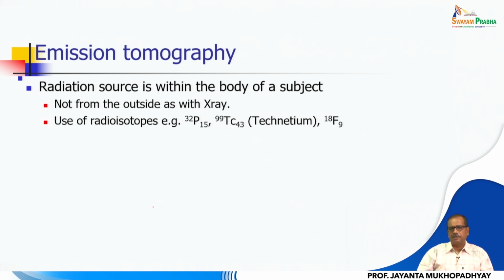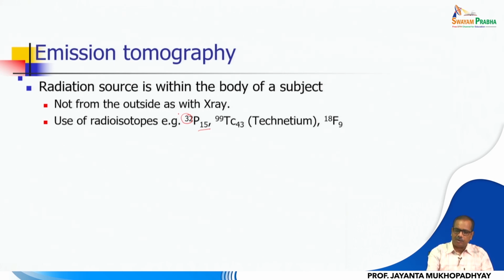Here, for example, for phosphorus, there is an isotope 32P15. You know that 15 is the atomic number, meaning this many protons are there, and 32 is the mass number, which means it has 15 protons and 17 neutrons. This is one isotope. There could be another form of phosphorus with a different mass number. But this isotope has a property, which is why it is called a radioisotope: it can decay spontaneously.